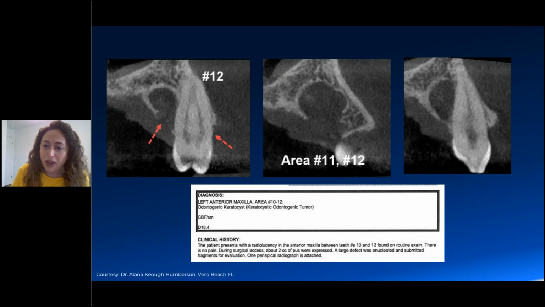So within the first 5 years after removing an OKC, there's a recurrence rate that's higher than 50%, higher than 60%, that it might recur, that it might happen again. So we need to monitor periodically, not just clinically, but also radiographically to make sure this does not happen.